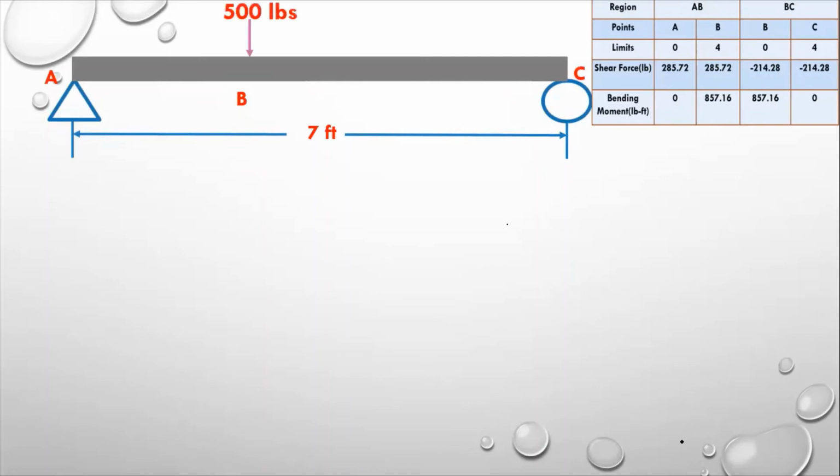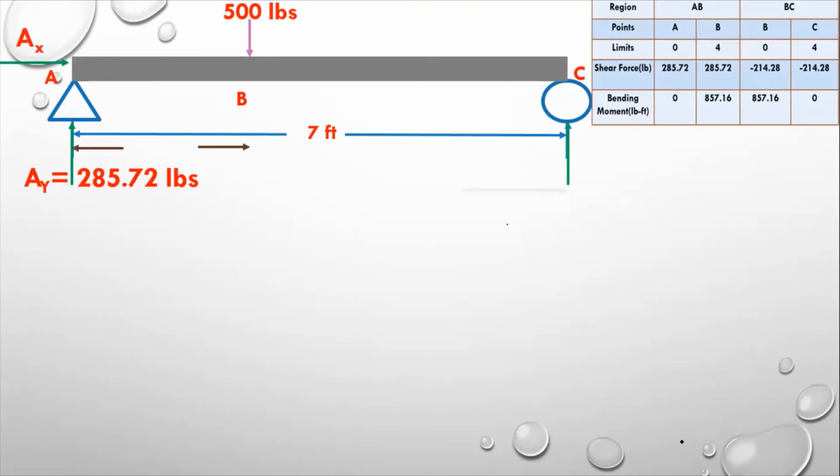This is the table which I have tabulated in the previous slide. Now this is the beam, a simply supported beam, which is having the point load. It is not lying at the center, it is 3 feet from point A. So you can see in this diagram, 500 pounds, and the 500 pound load is at point B. AY was coming out to be 285.72 pounds. We have calculated earlier. AX is equal to 0.